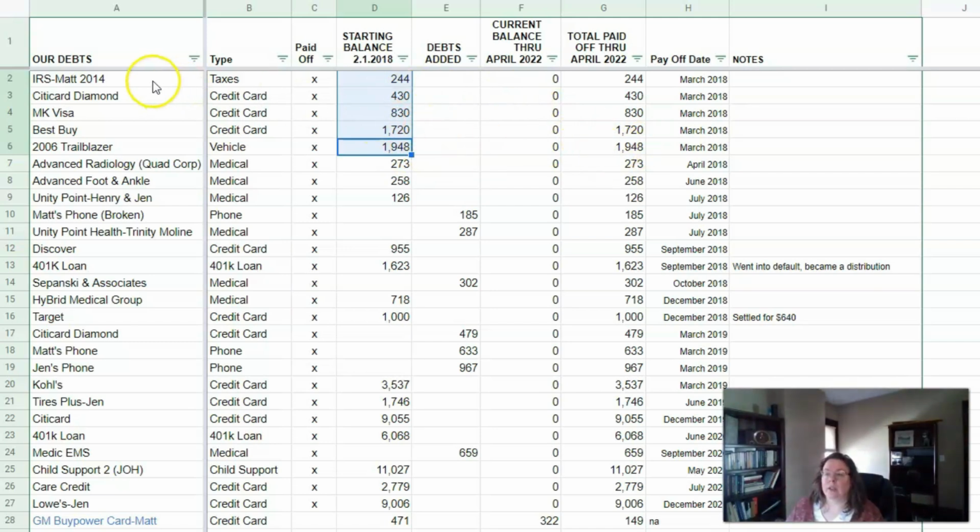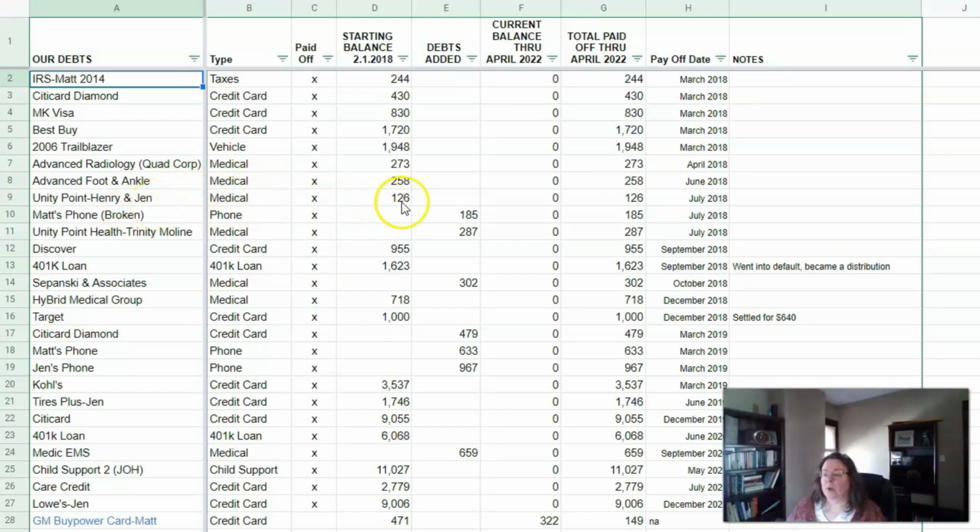So this included an old IRS tax debt that we had from 2014. This is a credit card, another credit card, and another credit card. And then we had a Trailblazer at the time, and we got that paid off as well. The next month in April 2018, we paid off another medical bill for $273. Then in June of 2018, we paid off $258 for another medical bill. And then we had a third medical bill paid off in July.